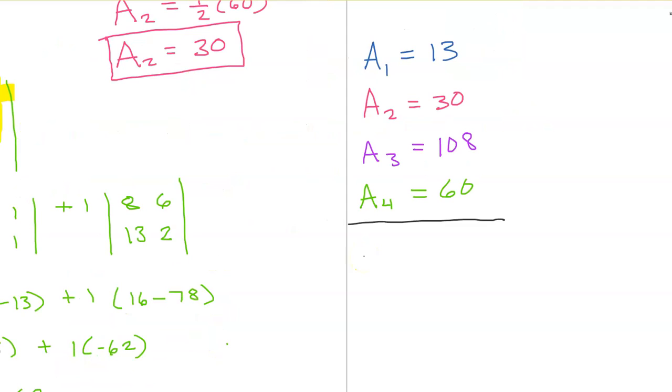So we've found all four areas for each of the four triangles, and so to find the final answer, all you have to do is add these up. So the area of the polygon is going to be 211 square units.